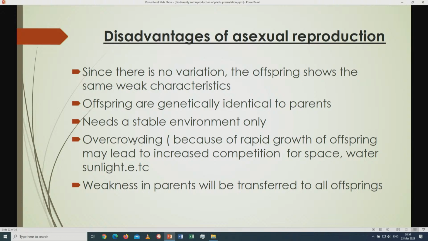Asexual reproduction may lead to overcrowding as many offspring are produced. So now this can lead to competition for space, water, and sunlight. Weakness in parents will be transferred to all the offspring.